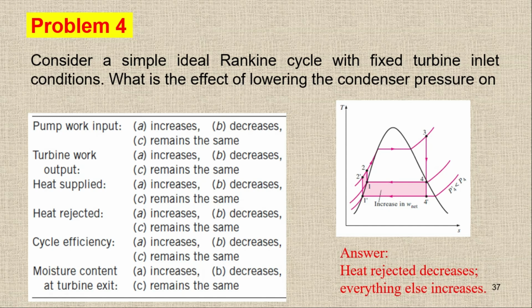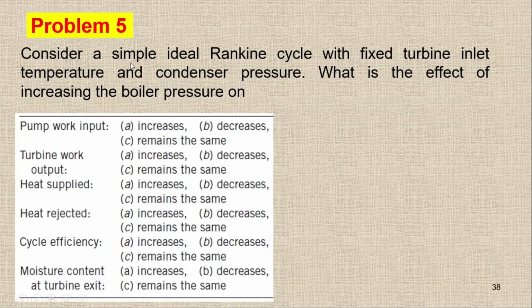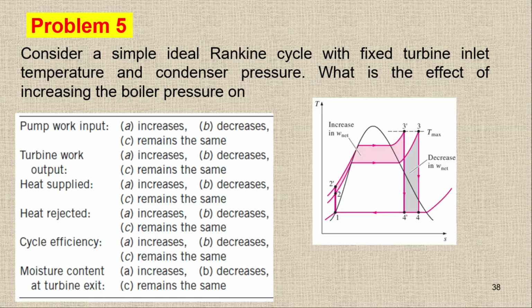Now we have another question. We have the same question: consider a simple ideal Rankine cycle with fixed turbine inlet and condenser pressure. Now the condenser pressure is fixed. What is the effect of increasing the boiler pressure on the same quantities as in the previous question? First I'm going to draw a TS diagram, which is like this one. Sorry, here we have the increase in the boiler pressure, like this.